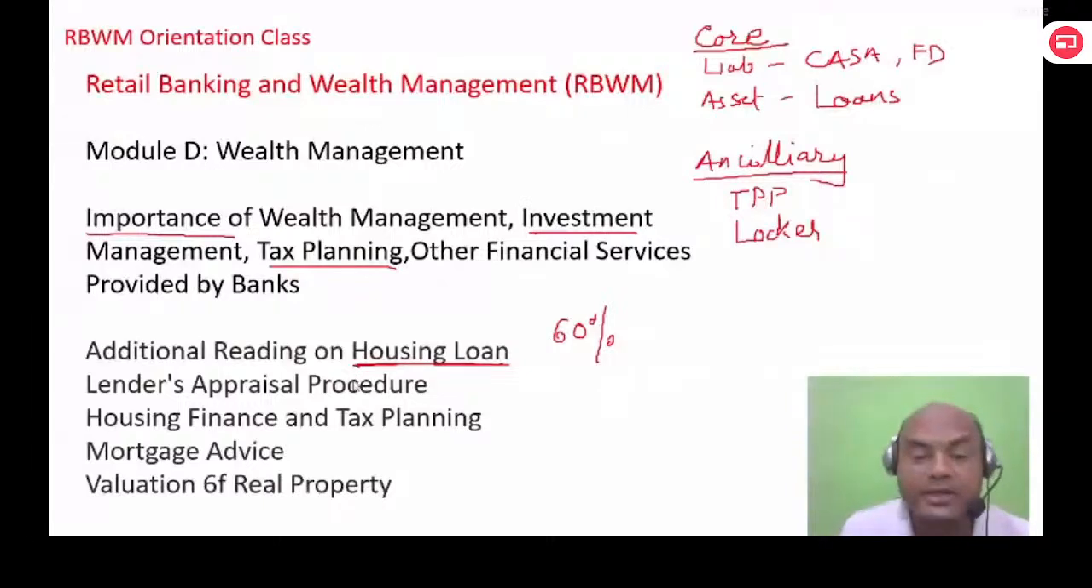This will include your principal part, this will include your interest part. Then new tax regime. What is the applicability in the new tax regime? Means 115 BAC. Everyone note, 115 BAC is the new tax regime. Then you have mortgage advice and value of the real property. Means you will be having this housing loan processing in details. This is your module D. So these are the basic modules of your RBWM.